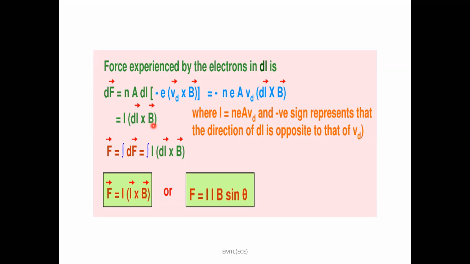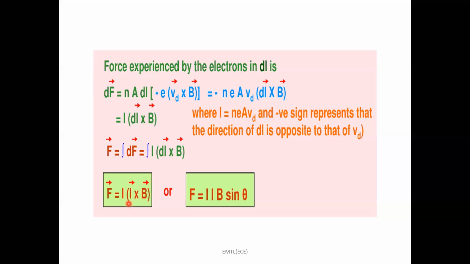Now the entire force experienced by the length L is obtained by integrating this equation on both sides. So F bar is equal to integral dF bar, that is equal to integral I dl cross B bar. The integral of dF is F bar, and I is a constant. By integration of dl, it becomes L cross B.